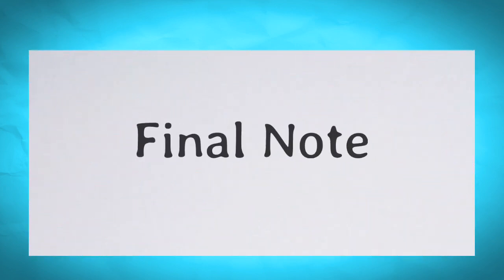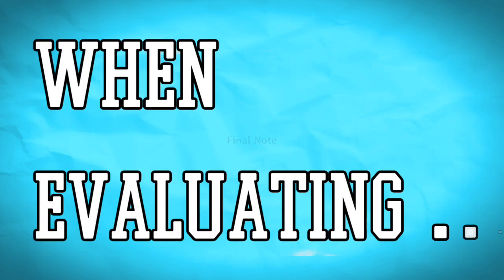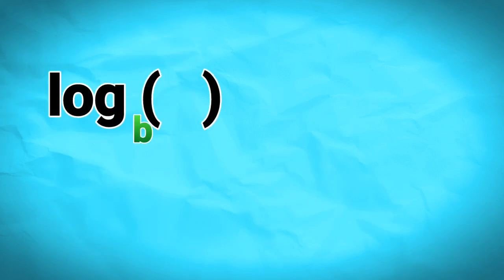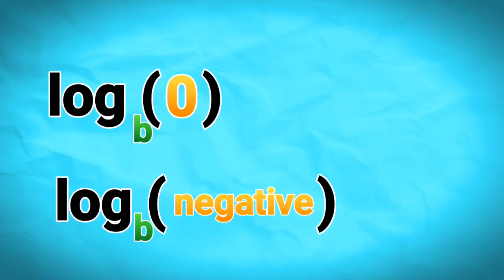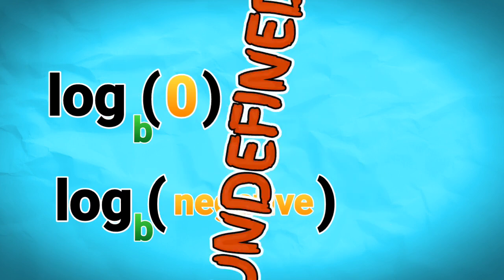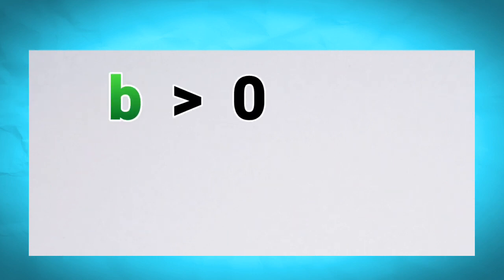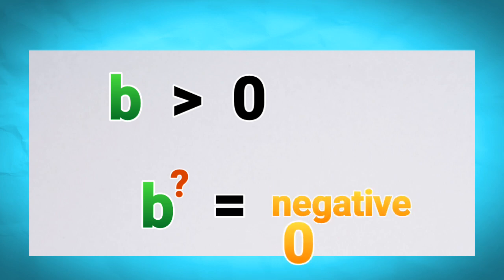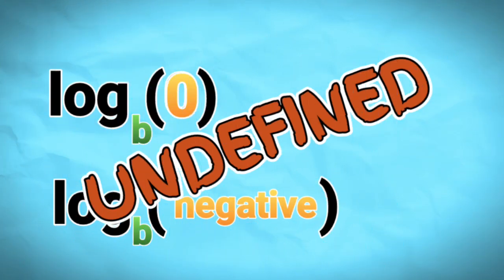There's one more thing we need to discuss. When evaluating the log with any base b of 0 or of a negative number, the value is actually undefined. Since the log function is only defined for bases greater than 0, there's no power that we can raise b to that will equal 0 or a negative number. And that's why these values are undefined.